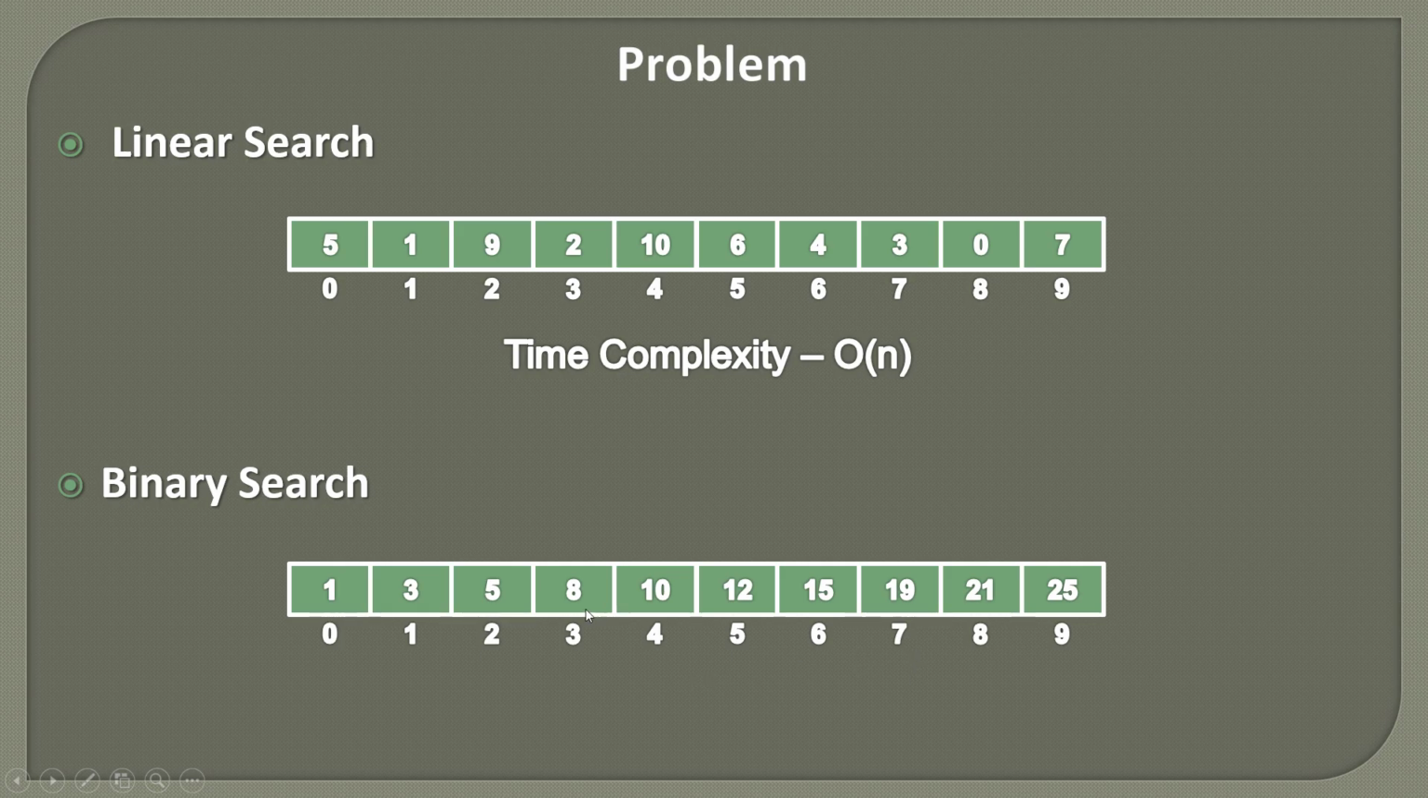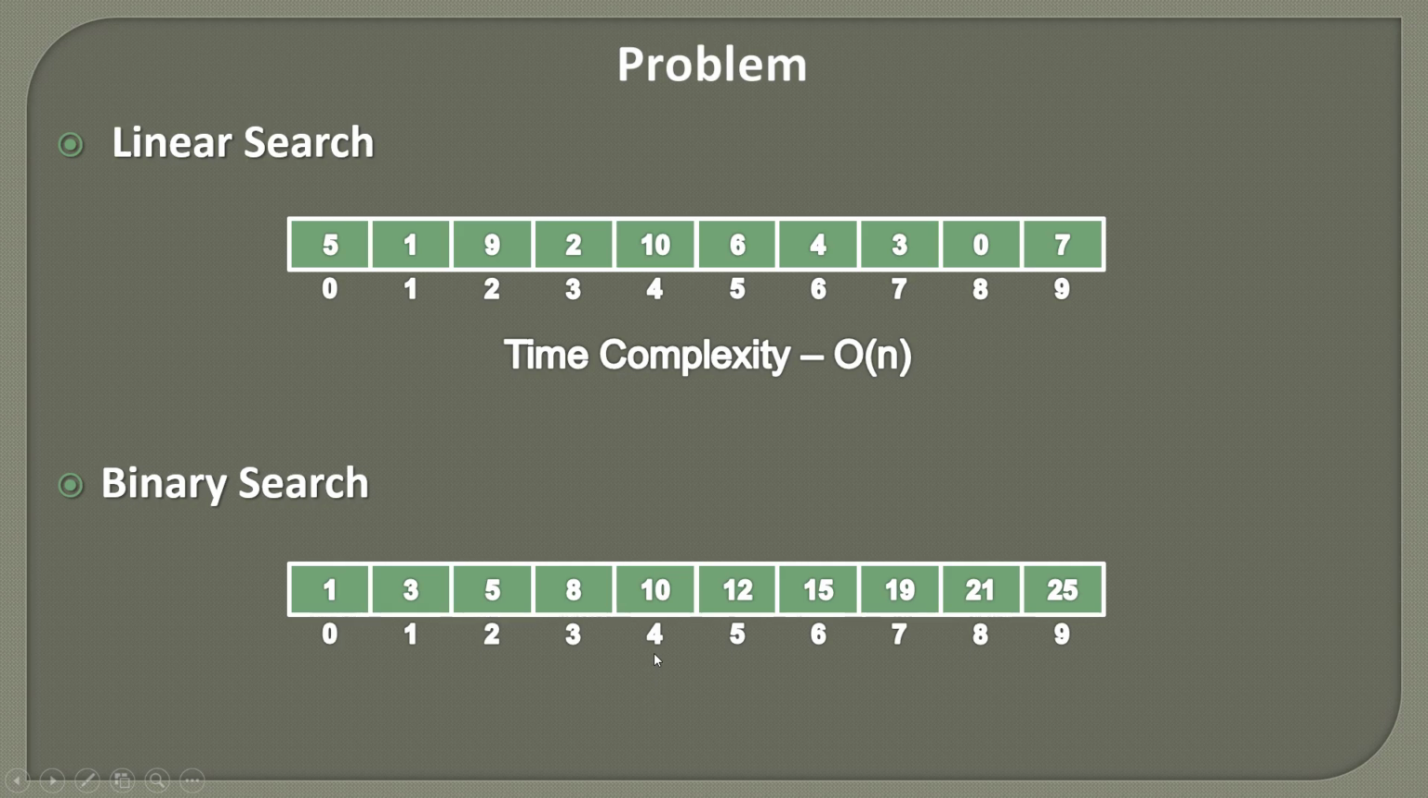So for example, let's say we want to search for the element 8. Here we don't compare the key with each and every element of this array. As we know that the array is already sorted, we take the lower index which is 0, we take the higher index which is 9, and using these two indexes we find the mid index. So we simply do (9 + 0) / 2, which gives us 4.5, and if we take the integer value, the mid index comes to 4.